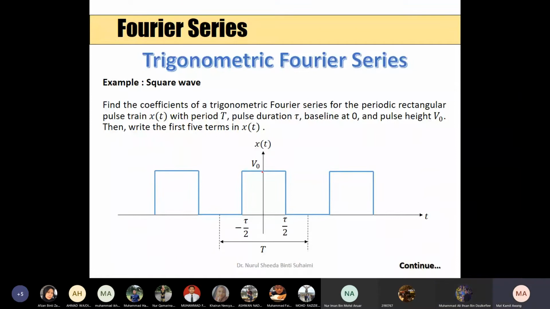So basically you have the amplitude of V naught and period equal to T. The period is T, but the pulse duration is equal to tau. So this pulse is actually tau. It's because it's from minus tau over 2 up to tau over 2. Okay. So this is actually tau. So that's the pulse duration of tau. But the period is basically that you have this part and also this part, T. So you need to write this in the form of trigonometric series.